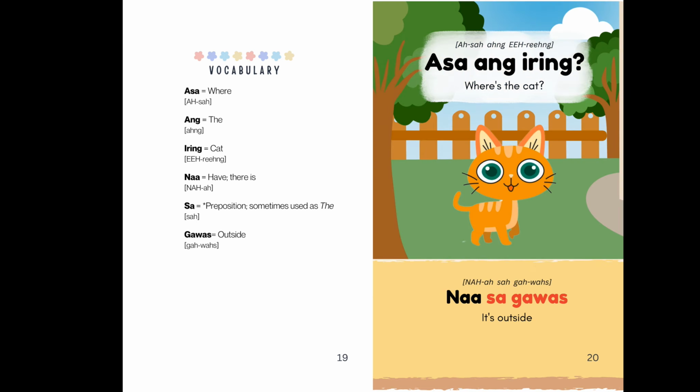Page 20. Asa ang iring? Where's the cat? Naa sa gawas. It's outside.